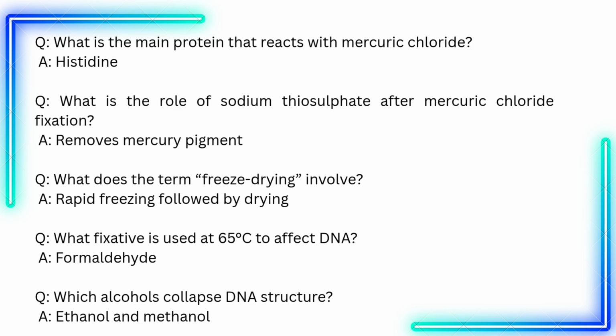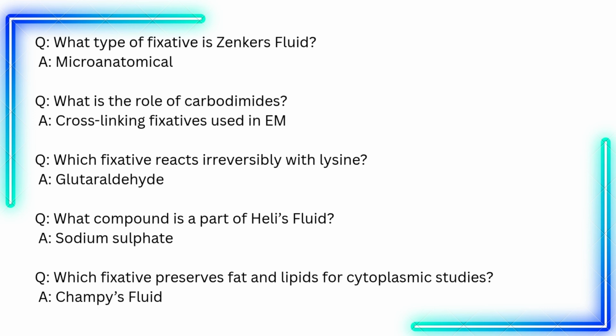It removes mercury pigment. What does the term freeze drying involve? The rapid freezing followed by drying. What fixative is used at 65 degrees Celsius to affect the DNA? Formaldehyde. Which alcohol collapses DNA structure? Ethanol and methanol. What type of fixative is Zenker's fluid? It's a microanatomical fixative. What is the role of carbamides?